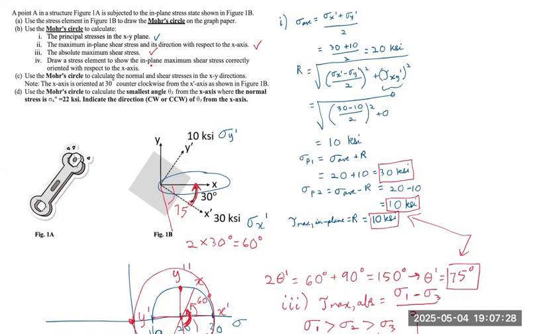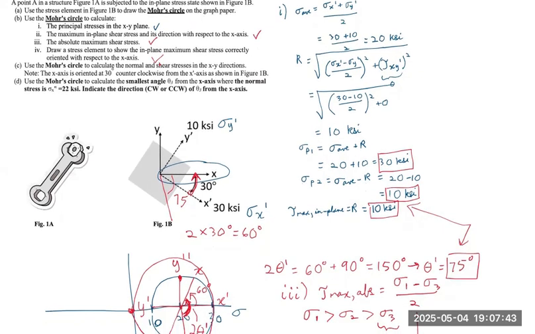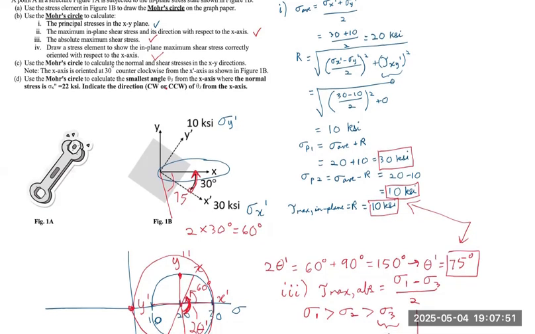Draw a stress element to show the in-plane maximum shear stress. Yes, we did that. And use the Mohr circle to calculate the normal and shear stresses in the XY directions. Note the x-axis is oriented at 30 degrees counterclockwise from the x prime axis as shown in figure 1b. So this one is kind of the reverse of part 4 of part B.